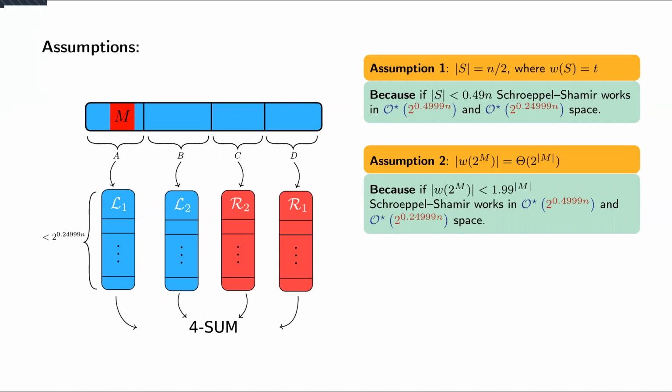Then I'm claiming that you can select the sizes of this partition in such a way that the sets generated by this calligraphic L are smaller than 2 to the 0.24999n. This is basically because this set generates less than 2 to the m sums. Then you plug it into the four-sum algorithm and it also works.